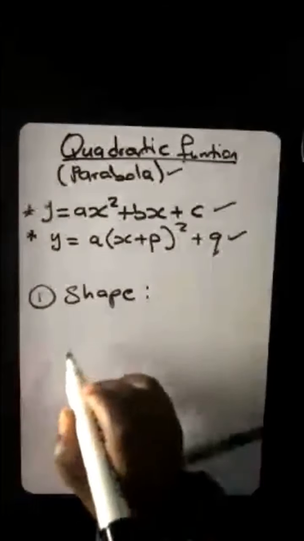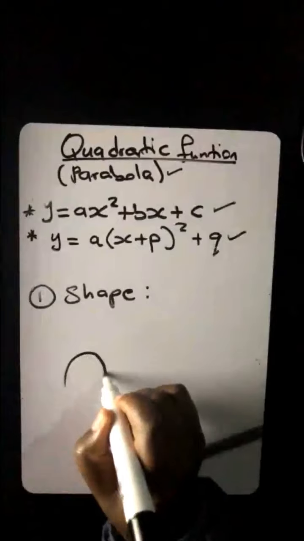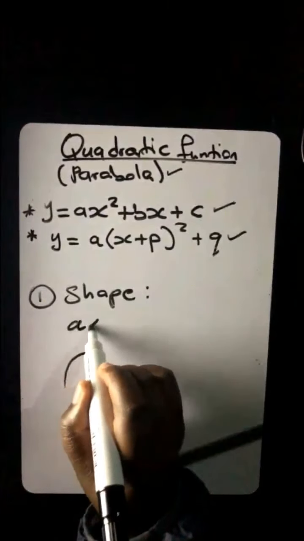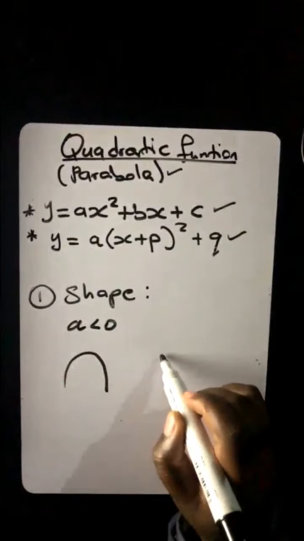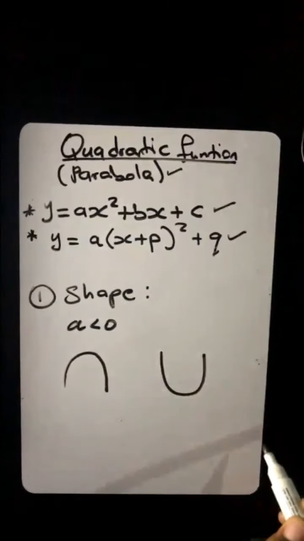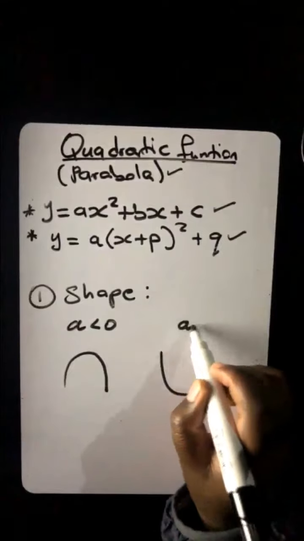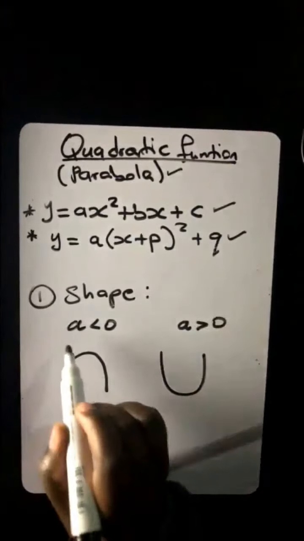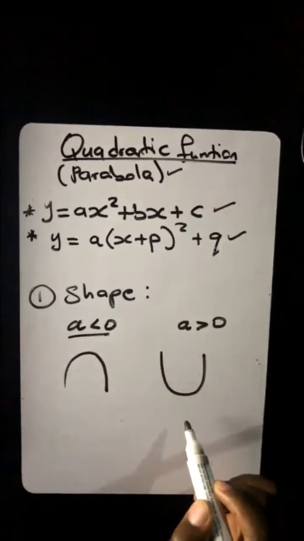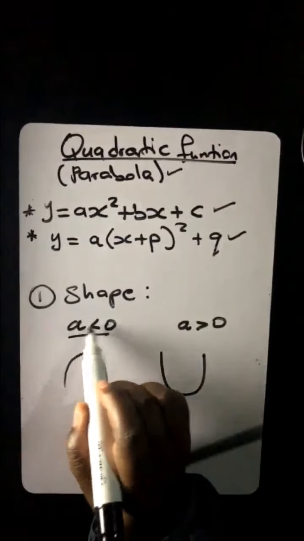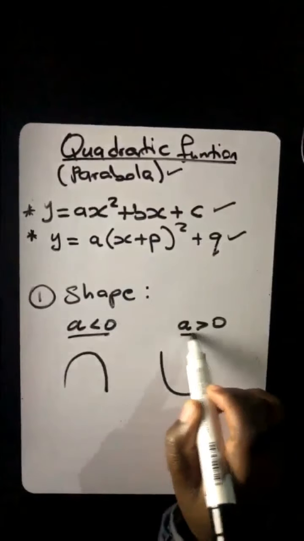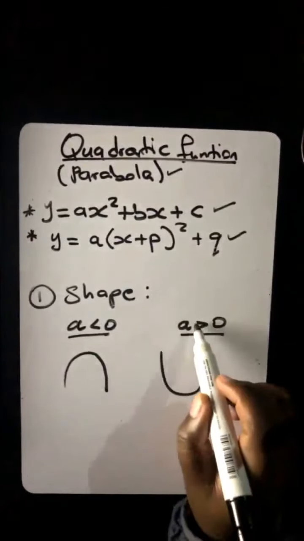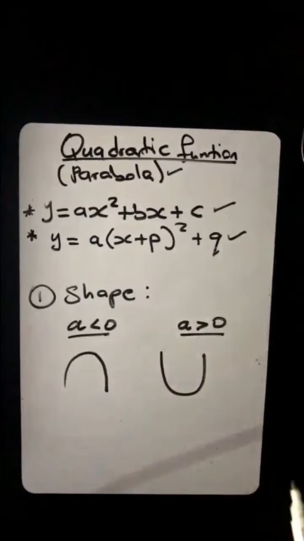Now there's something I need to explain with regards to the shape of a parabola. They normally say for this type of shape, that's where a is less than 0. And for a parabola of that shape, that's where a is greater than 0. So the question is, which a are they talking about? And what does it mean when they say a is less than 0? And what do they mean when they say a is greater than 0?